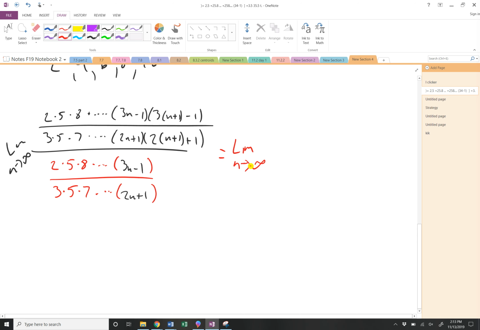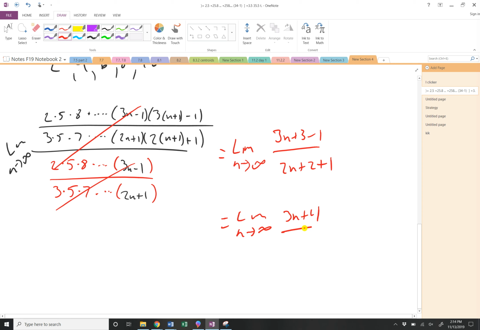So the limit as n goes to infinity. All of this will cancel out with all of that. That'll divide to be 1. So then in the numerator you end up with 3n plus 3 minus 1, and then in the denominator you end up with 2n plus 2 plus 1. And so here you get 3n plus 4, and here you get 2n plus 3. Then you do L'Hopital's rule once, because you get infinity over infinity, you get 3/2. So with the ratio test, the limit we got was larger than 1, so we know it diverges. Okay?